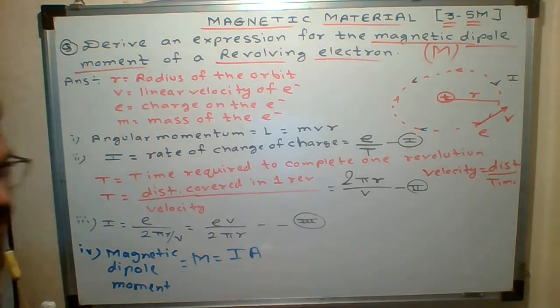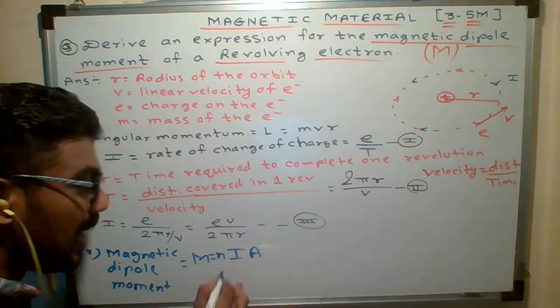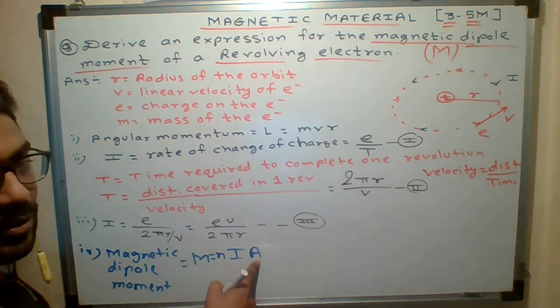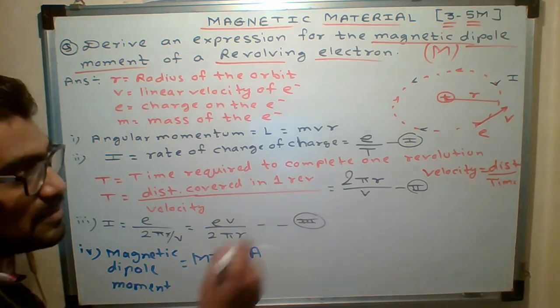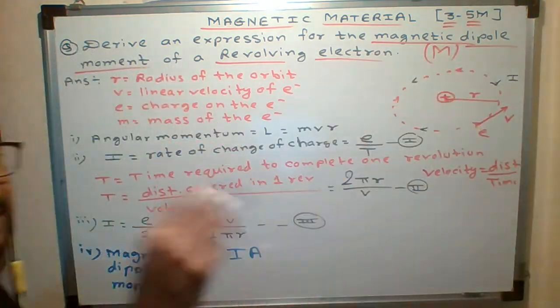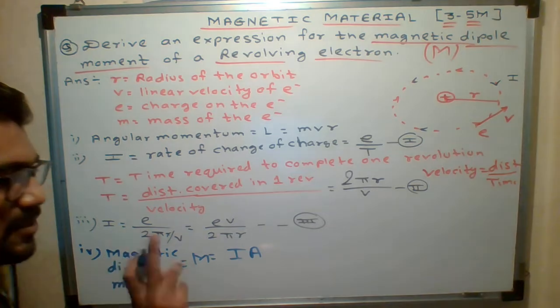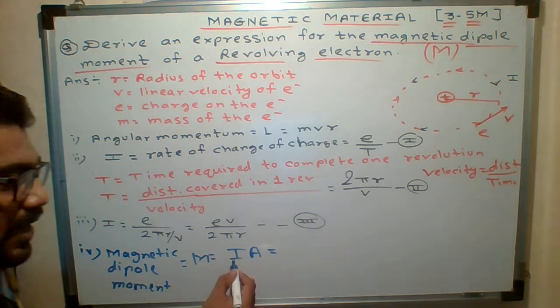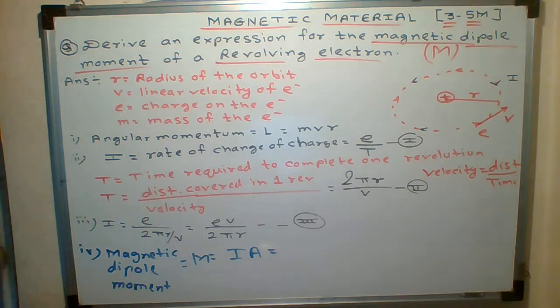The formula is M equals I into A. If you remember, last time we used the formula NIA, where N is the number of turns, I is current, and A is area. But here the number of turns is 1, because this electron is revolving only one complete circle. So the magnetic dipole moment is I into A. That's why we need I. We did too much mathematics because we want I.